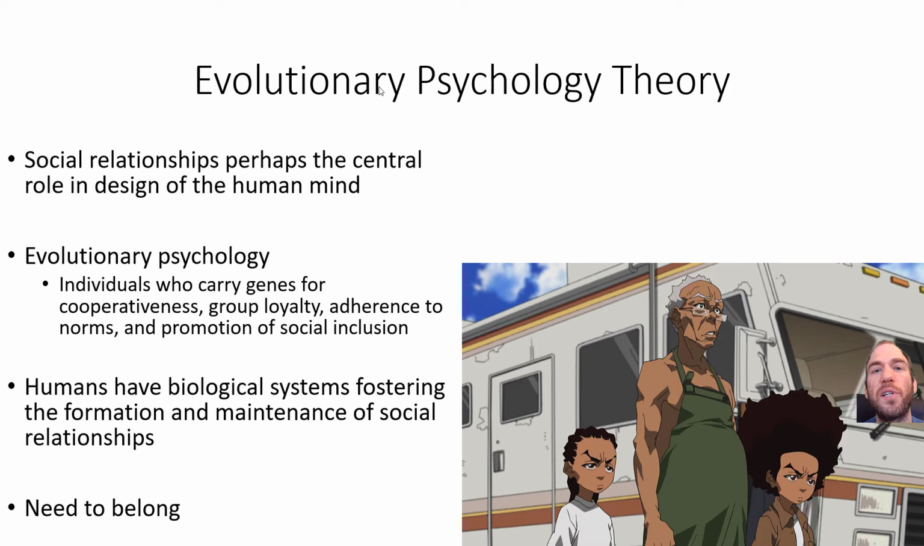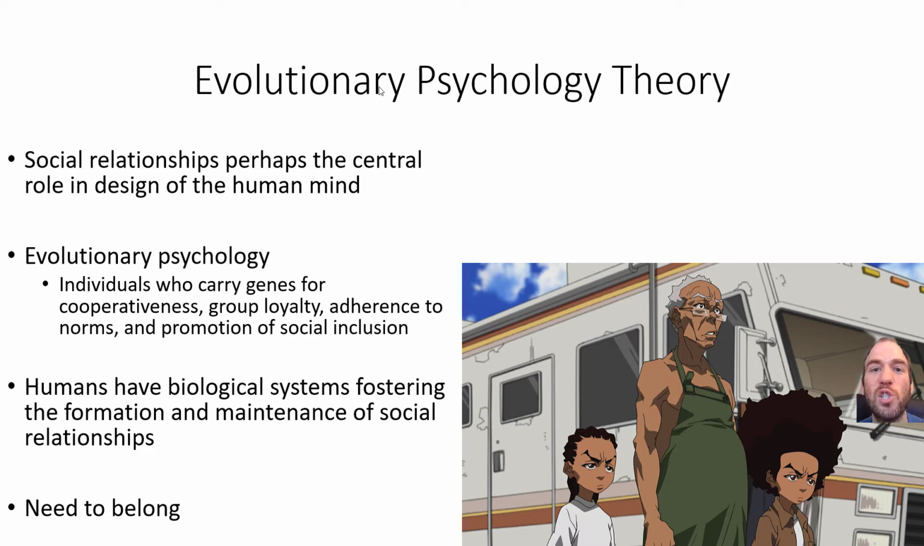So I want to talk about this because at least a tacit assumption of natural selection and evolution in general, at least in Westerners' minds, is that it's a fight to the death, the strongest survive, kill or be killed kind of situation. But what researchers have found is that evolution isn't just selecting for those behaviors, those traits, but also cooperativeness, group loyalty, adherence to norms, promotion of social inclusion, and the need to belong.